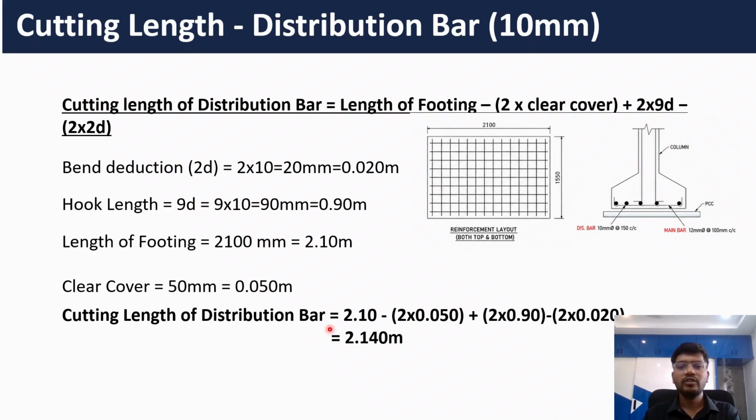So the cutting length of distribution bar is equal to 2.10 minus 2 times of clear cover, that is 0.050, plus 2 times of hook length, 2 multiplied by 0.090, minus 2 multiplied by 0.020, which is equal to 2.140 meter. So the cutting length of one single distribution bar is 2.140 meter.